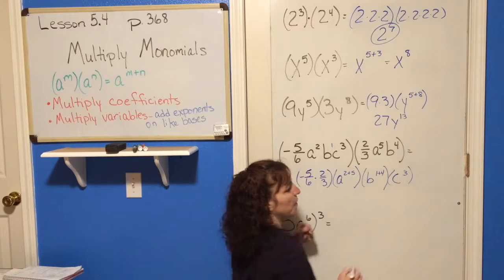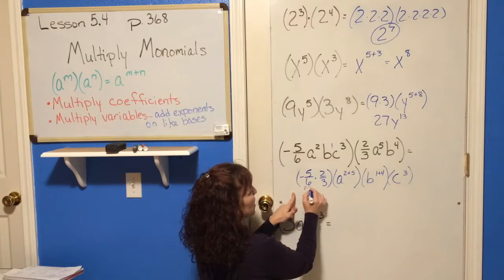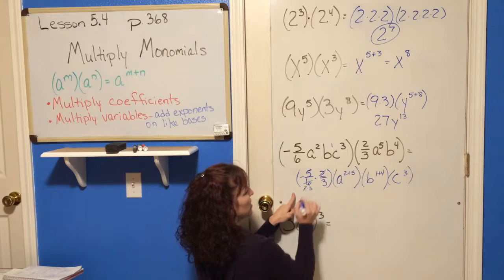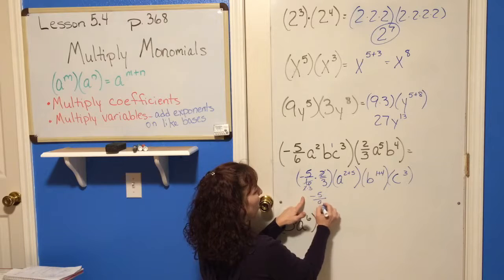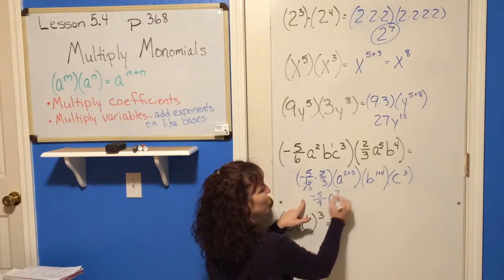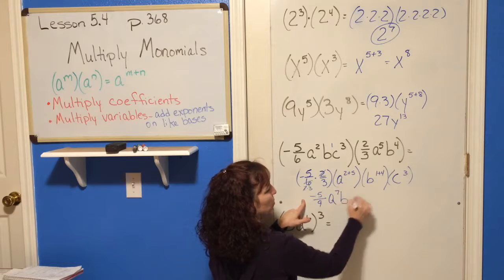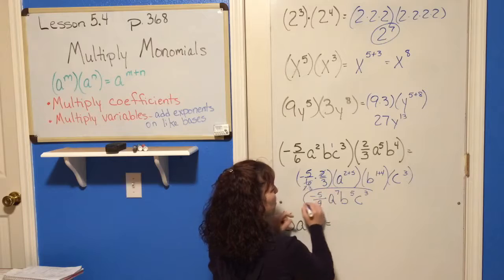So then when you simplify these, let's see, 6 is 2 times 3. So you're going to cancel out your 2's. So this is negative 5 over 9. A to the 2 plus 5 is 7. B to the 1 plus 4 is 5. And C to the 3rd.